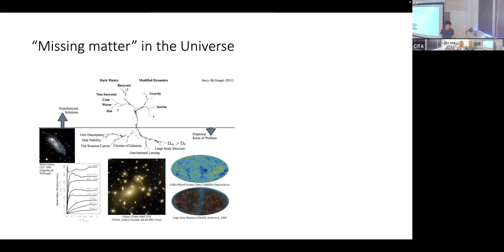I think we all know that if we measure the mass distribution of luminous matter in the universe, the total mass is much less than what is needed to explain different observations. For example, if we look at spiral galaxies, the rotation curve has been measured far away from the visible edge of the galaxies, and it has been found that this rotation curve has a flattened tail at very large radii.